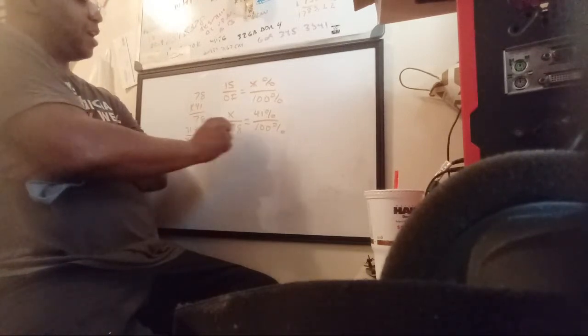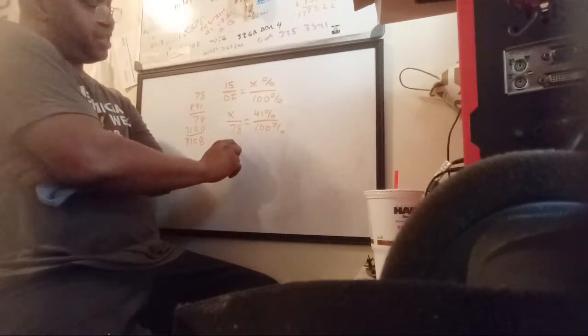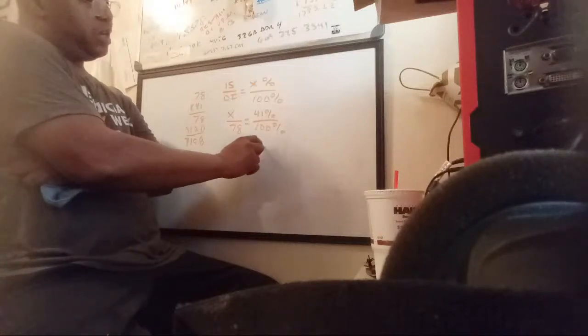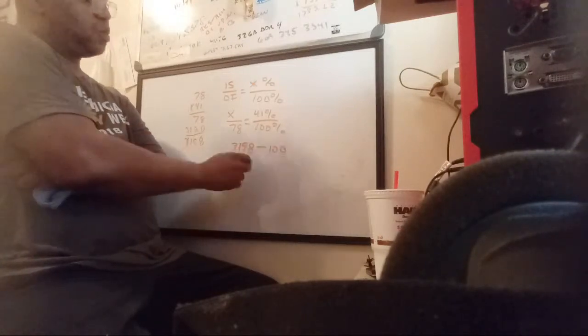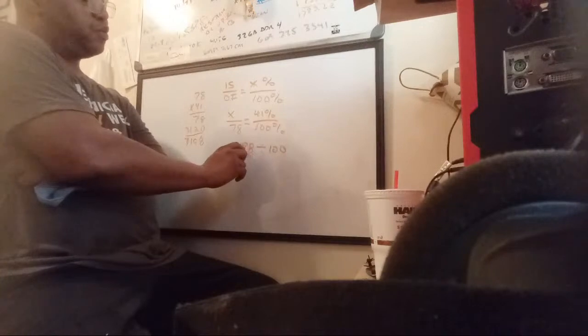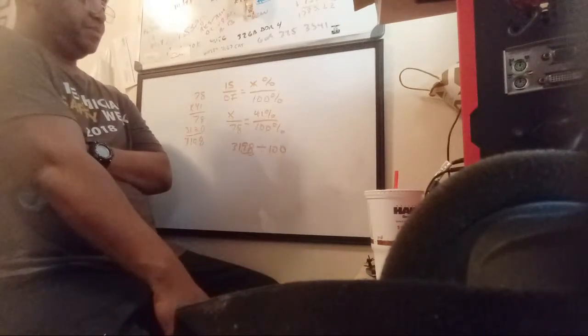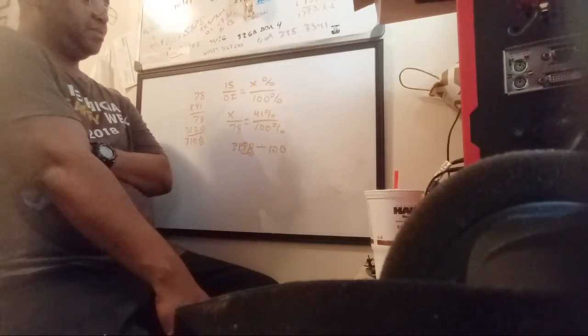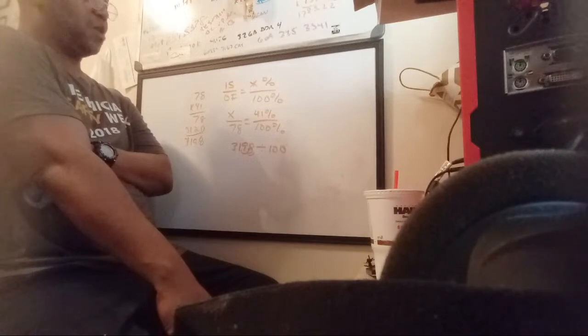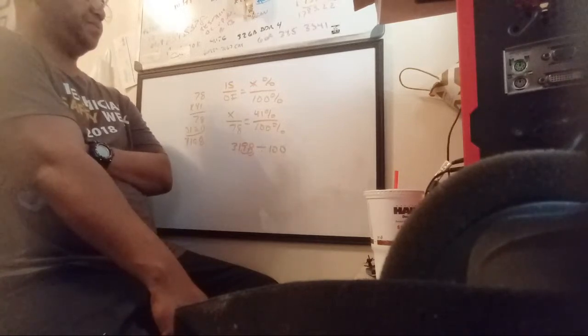Now the cool thing about this, check this out. 3,198, we're going to divide by 100. So guess what? The decimal point just moves over 2 spaces. Done. Because you're cutting out the zeros. So you see how quick we came up with that?